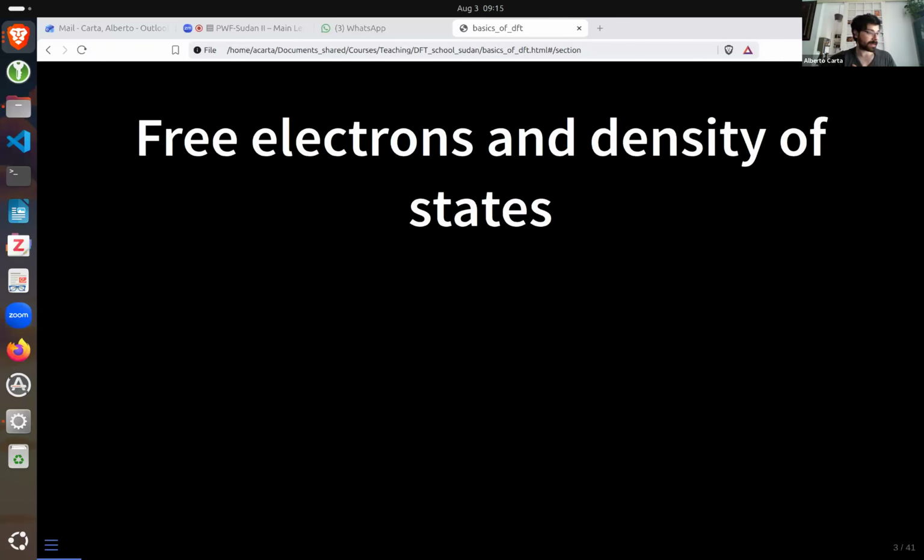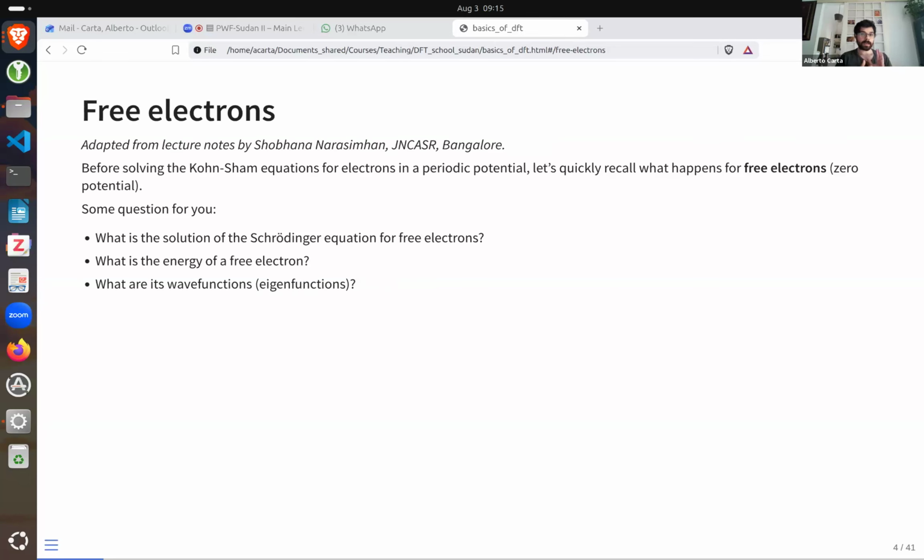So let's start with the physics of free electrons and the concept of density of states. I have adapted these slides from the beautiful slides of Shobana from the Jawaharlal Nehru Institute in Bangalore, so the lecture will follow that flow.